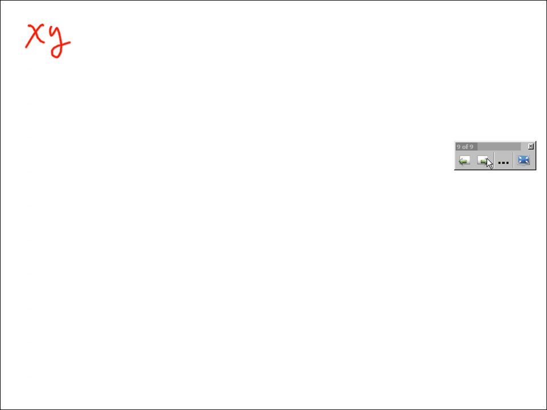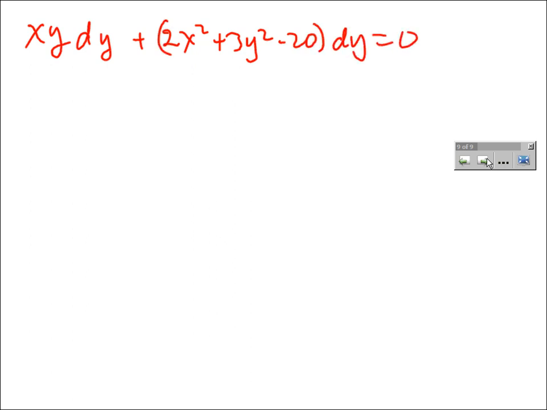Suppose you have xy dy plus 2x squared plus 3y squared minus 20 dy is 0. X, sorry, that's it. Now one of these has to be wrong. That says x. If that's x, then that must be m. If that's y, that must be n. So let's see if it's exact. If it isn't, we make it exact.